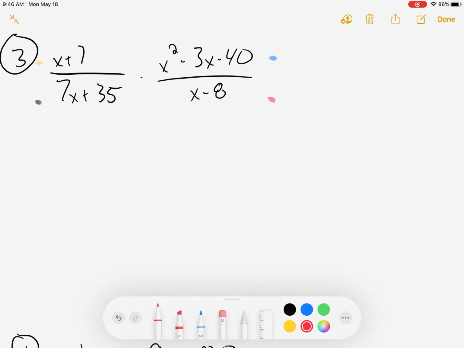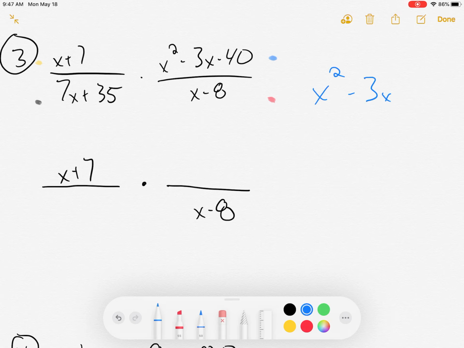Instead of saying upper left, top left, I'm going to say the yellow one or the black one or the blue one or the red one. So I'm just going to rewrite two fractions. And then I'm going to look at which one of these can I not factor? Well, yellow, x plus 7, I can't factor that because it's two terms and there's no GCF. Same with the bottom right, the red one, x minus 8.